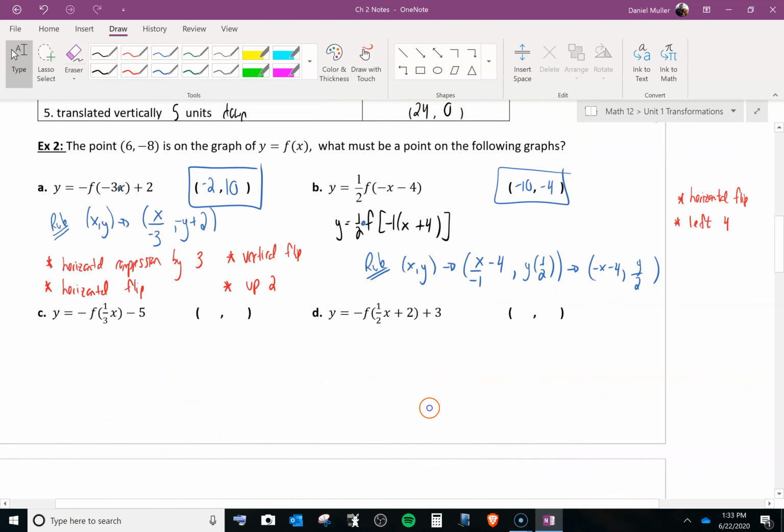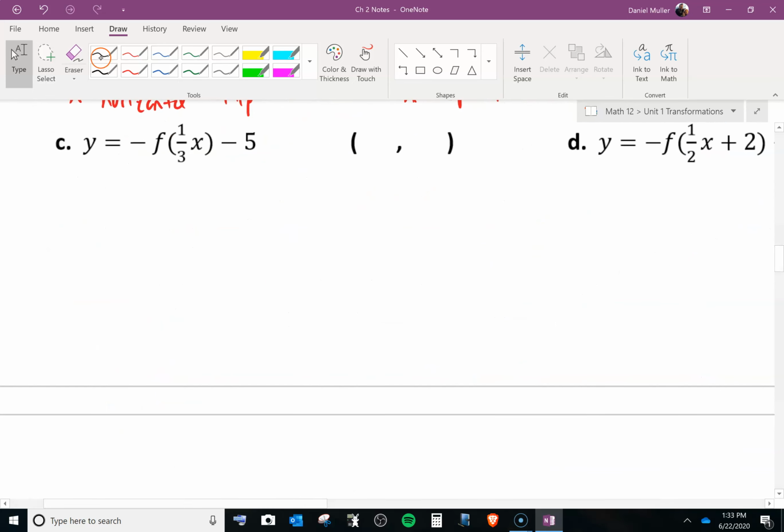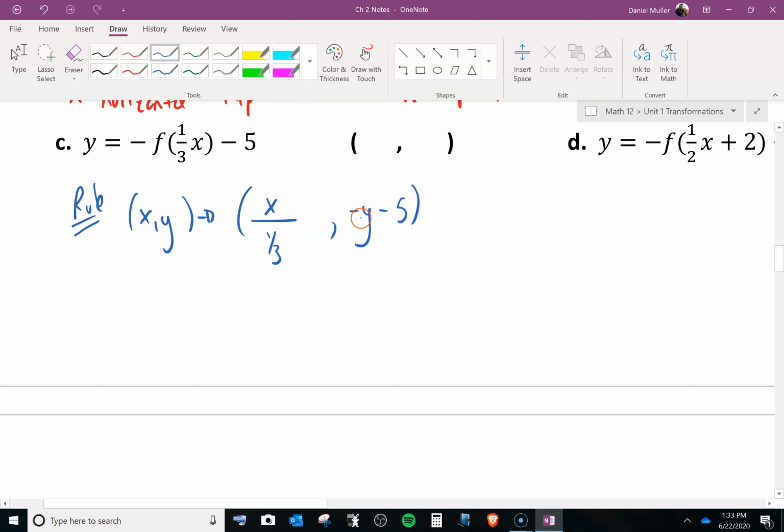But let's try C and D. So the rule: I don't need to factor anything out because you're not adding or subtracting anything. So the x is the inside. It says times by a third, so I'm going to divide by a third. And then the y is times by -1 and -5, so negative y minus 5. You're making it negative, you're times by -1, and you're subtracting 5.